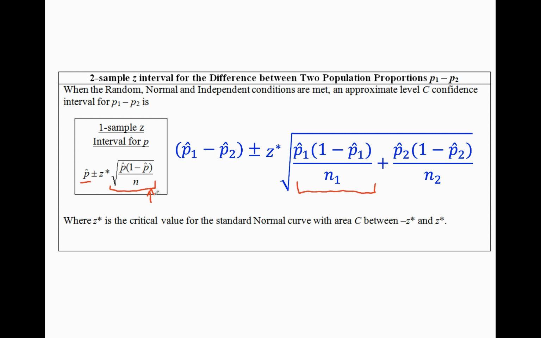And then because we are combining the populations together, or looking for the difference in them, we add those together, and then we take the square root at the end. So this formula, even though, like I said, it looks a little bit scary, is just a variation on the one sample formula that we used before.